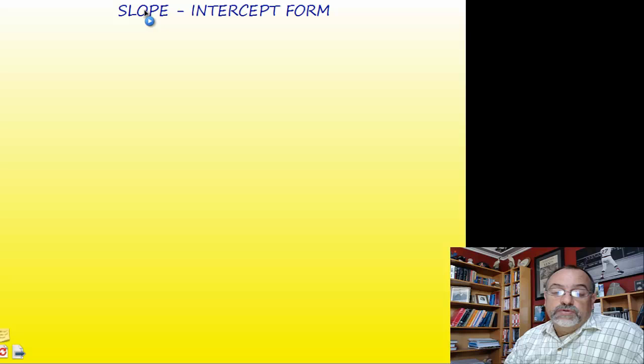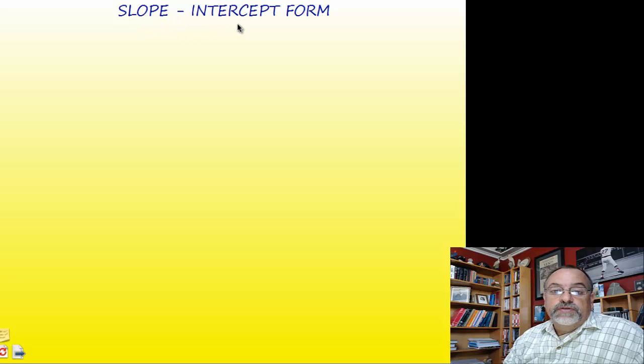Chapter 2, Lesson 2 of Advanced Algebra, looking at functions, linear functions, and we're looking at the equations of linear functions, the three forms. We've looked at standard form, point-slope form, and now in this video we're going to look at slope-intercept form. Remember, we want to know what each form can do for us, and the names tell us that, at least with point-slope and slope-intercept.